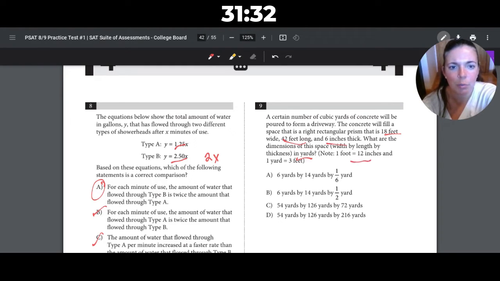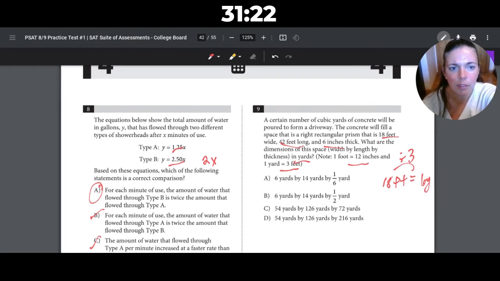So it's telling us there's 1 foot has 12 inches and 1 yard has 3 feet. So to go from feet to yards, 18 feet, divide this by 3, and you will get 6 yards. Okay, 6 yards. 42 feet. Again, divide by 3. 42 divided by 3, I think should be 14. Yep, you can plug it in your calculator to double check.